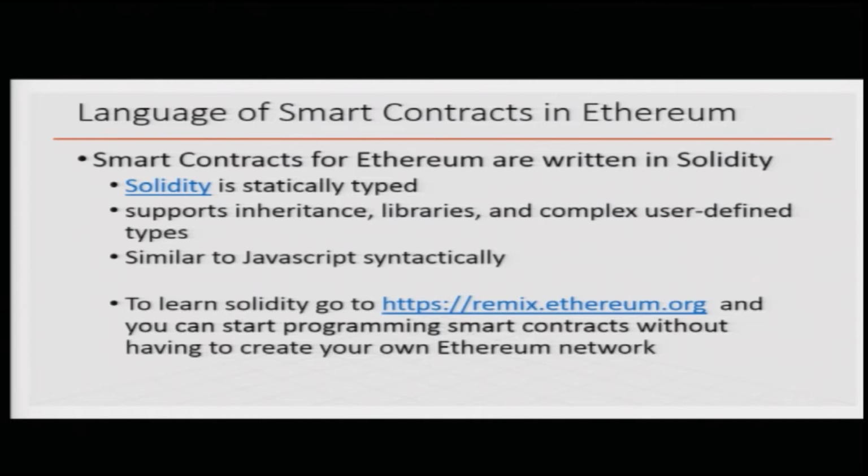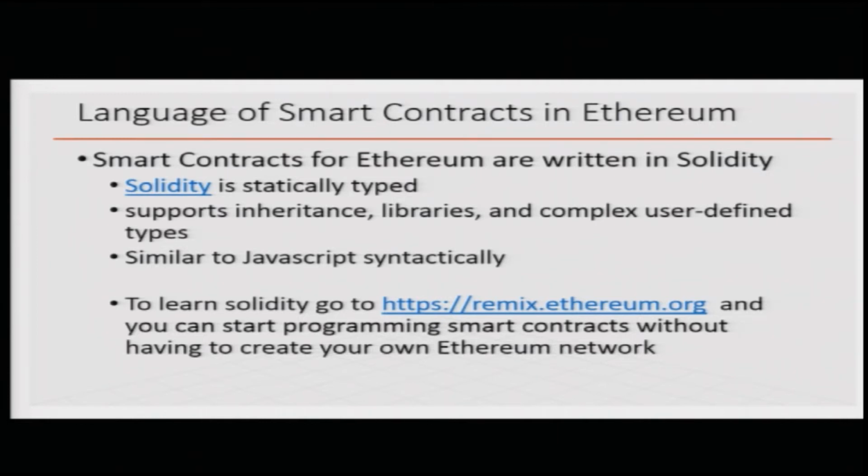Now the language of smart contracts in Ethereum is called Solidity. Solidity is like an object-oriented language, and it supports inheritance, so you can inherit from a given contract and enhance it. It has libraries and complex user-defined types. Syntactically it's closer to JavaScript. As I said at the very beginning of this course, we are not really teaching smart contract programming, but I will give you some pointers as to where you can start learning about Ethereum smart contract programming.